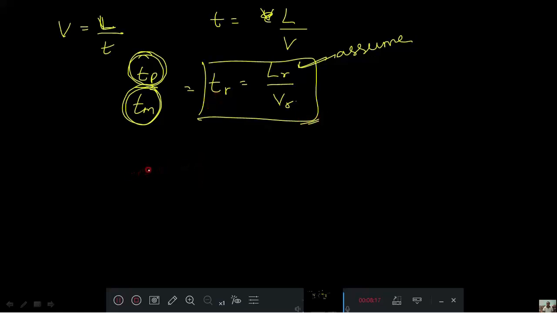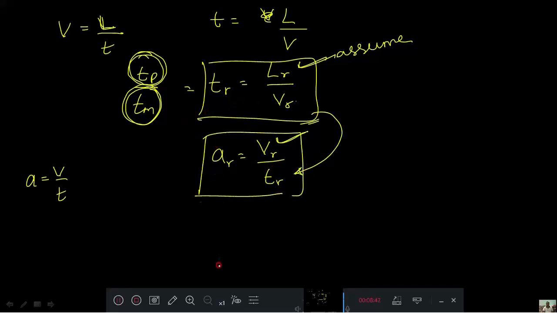Like that, if you want to scale down the acceleration, what is the basic formula for acceleration? That is velocity by time. Then I can have acceleration ratio equal to velocity ratio divided by time ratio. Now the velocity ratio you have to get from the Reynolds number equation, that is the previous slide, and the time ratio you have calculated here. That time ratio you need to use and calculate the acceleration ratio. Understood?